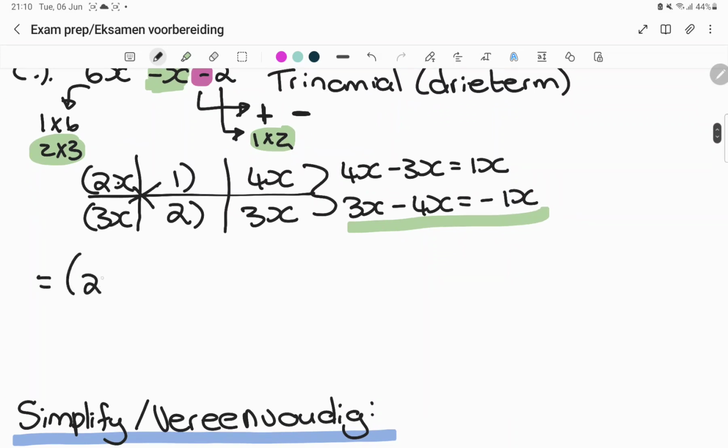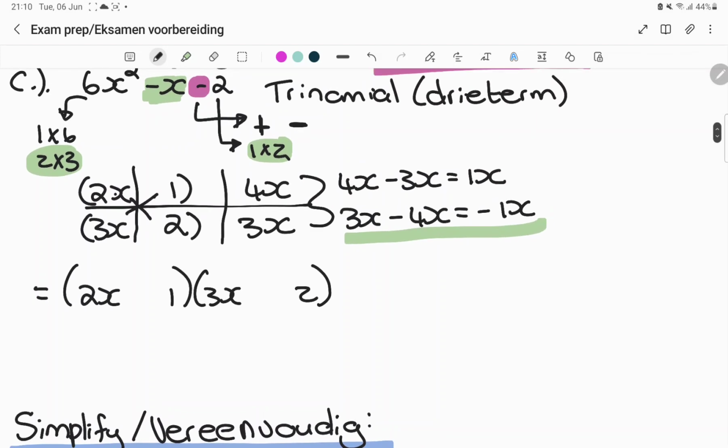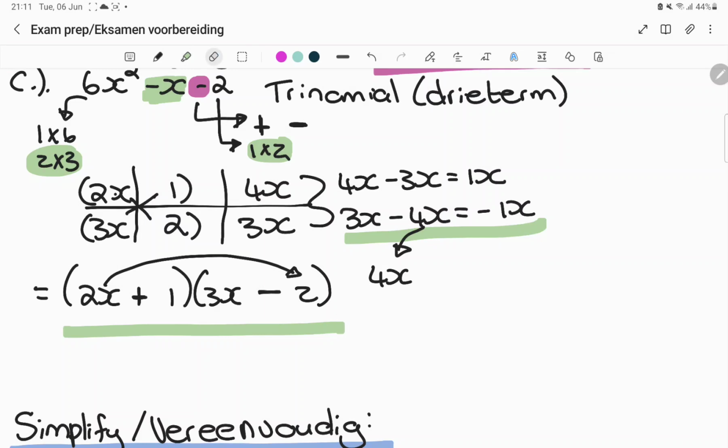Alright, so now we're just going to take our top two and our bottom two, put them into brackets. I'm going to have 2x and 1 in my first bracket, and 3x and 2 in my second bracket. Now I just have to decide which bracket is going to be positive and which bracket is going to be negative. So I'm going to take my first and my fourth term and multiply them together. So 2x times 2 gives me 4x, and my 4x was negative, meaning that my negative has to be here and my positive has to be there. If you are unsure, you can always multiply out your brackets and see if you get the same answer.